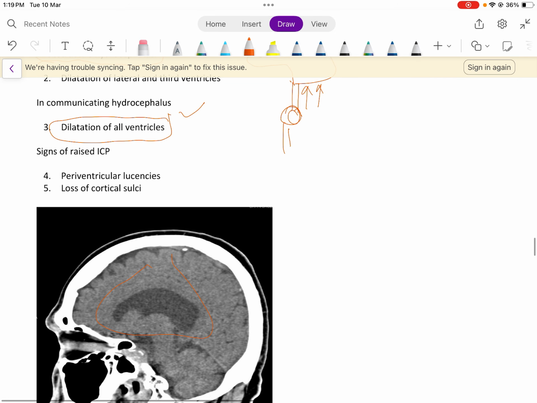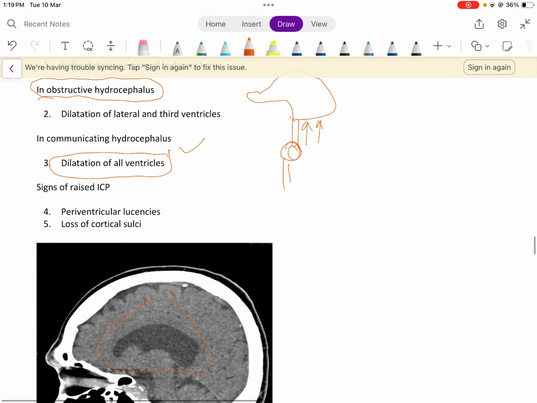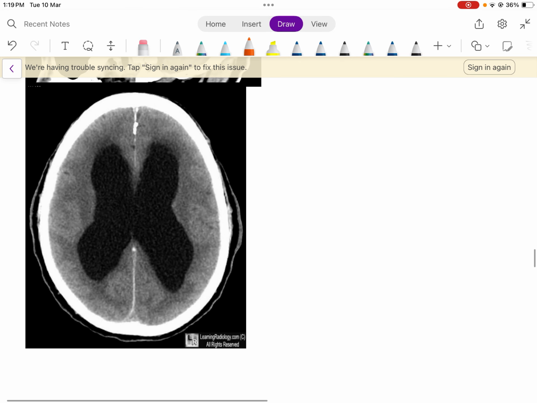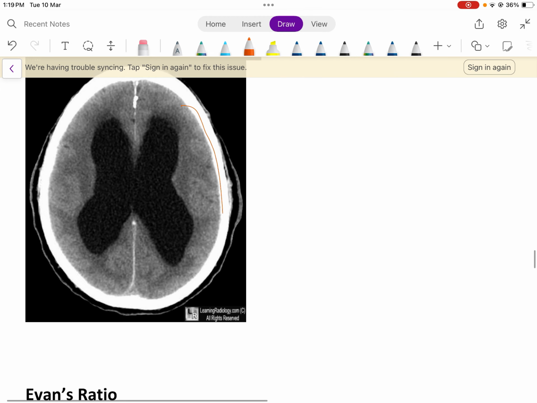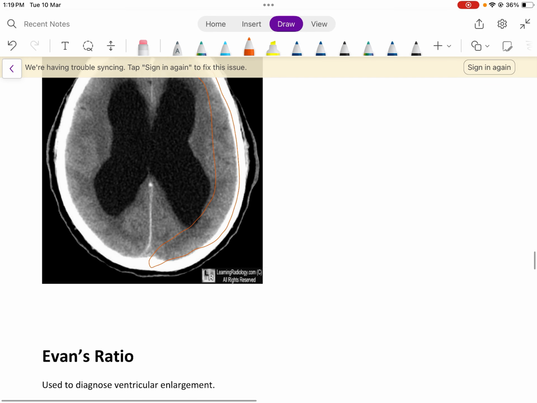Now you get signs of raised ICP. Signs of raised ICP are appreciated in CT as periventricular lucencies. So a lot of periventricular lucencies, and there will be loss of cortical sulci. You see the depth of the sulci, this is lost, all because of the pressure changes, raised ICP. Loss of the cortical sulci, bilaterally.